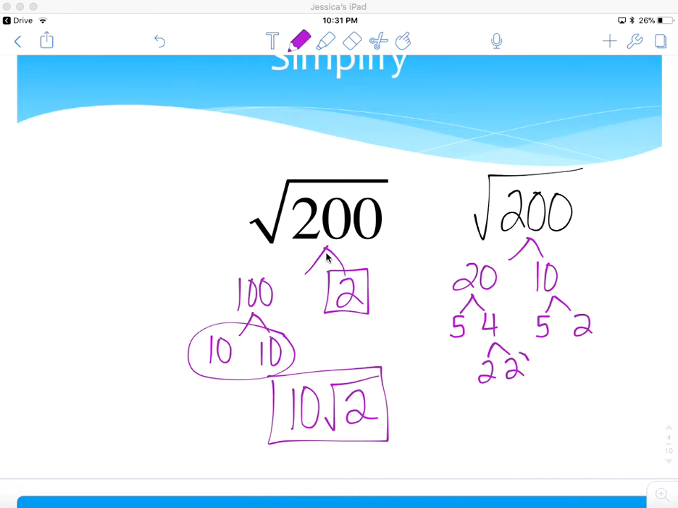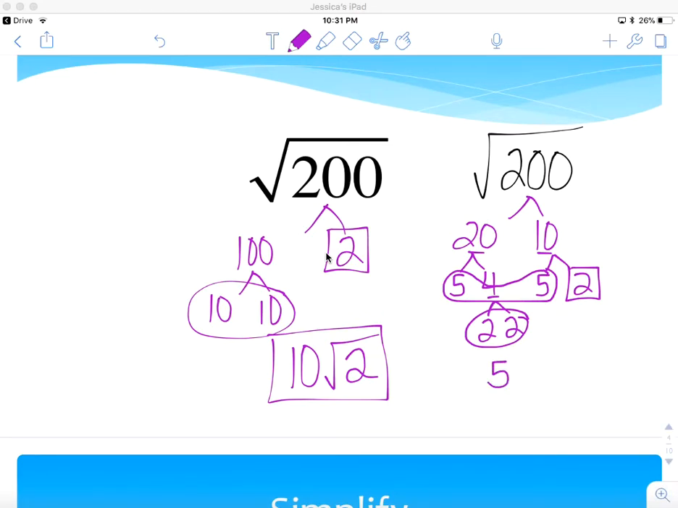So if you look, I have a pair of 2s, I have a pair of 5s, and I have a 2 left over. I'm not using the 20, 10, or the 4 because those numbers got broken down. So I have a pair of 5s that come out, I have a pair of 2s that come out, and I have a 2 left underneath. Once you take out the 5 and 2, when you multiply those together, you end up getting the exact same answer, 10 square root 2. So it's okay if you don't always use a perfect square. Just make sure you break it down all the way.